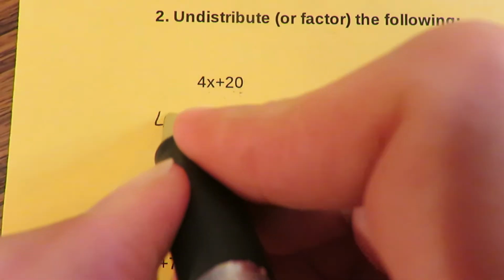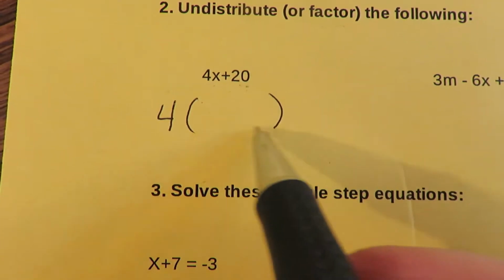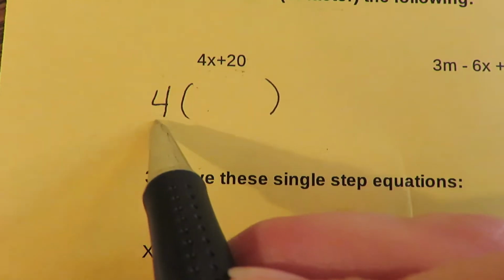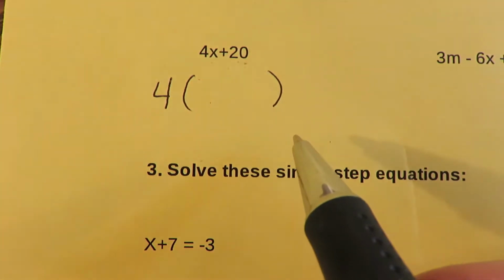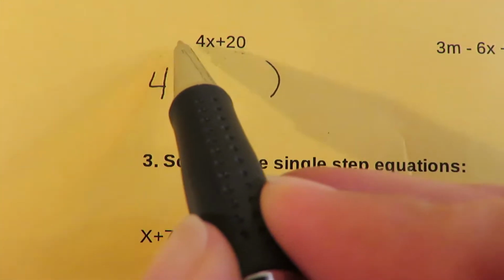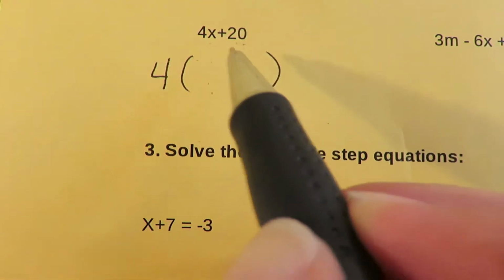So that means I'm going to use 4 as my outside number. Now I need to figure out what goes in here so that if I were to multiply 4 in, if I were to distribute, I would end up back with 4x plus 20. One way to do this is to think backwards. In distributing, we multiply in, so in undistributing, we can divide out.